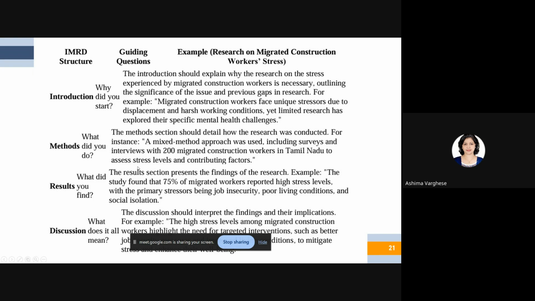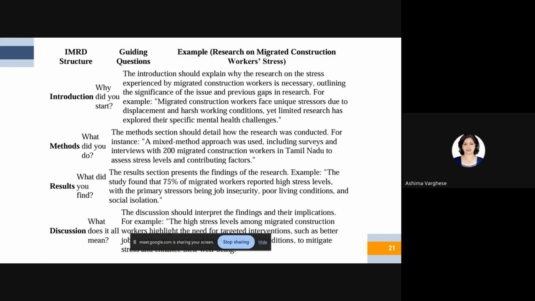The results section is going to present all the findings which are genuine, which are actually collected by you and analyzed through the software. Whatever data analysis has been done, and depending on the hypothesis also, your results should be presented. For example, the study found that 75% of migrated workers reported high stress levels, with primary stresses being job insecurity, poor living conditions, and social isolation. This should be the result which is supposed to be included in your study.